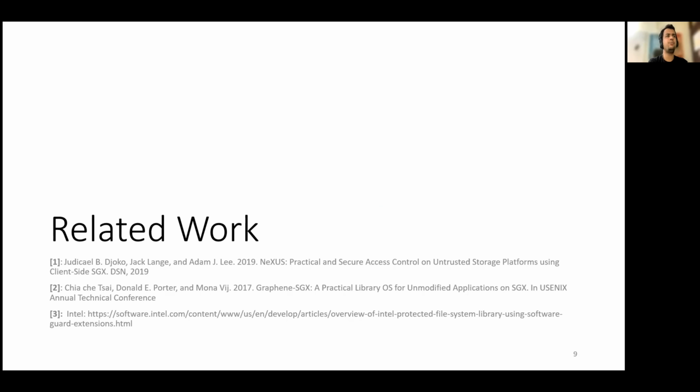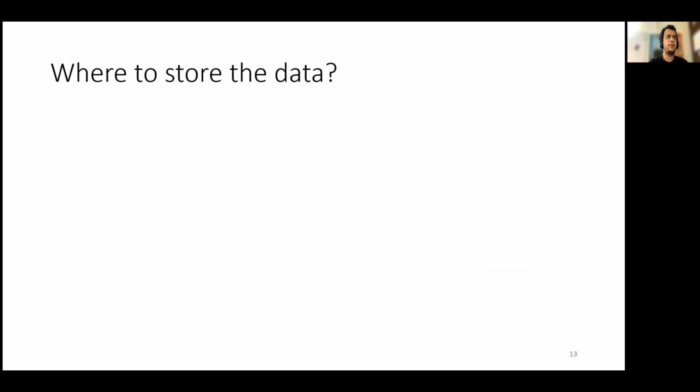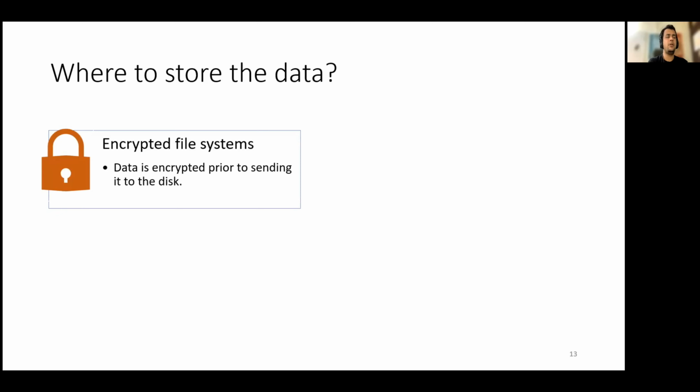Now, we will discuss some of the prior work in this area. Primarily, there are three designs for a secure file system. The first one is an encrypted file system using the untrusted host file system. Here, the data to be stored on the file system is first encrypted. This approach guarantees confidentiality. However, it incurs significant performance overhead due to an encryption operation every time we write data and a decryption operation every time we read data.